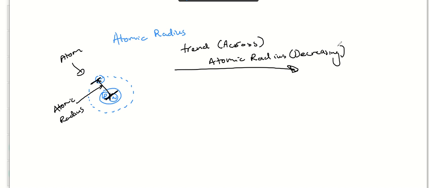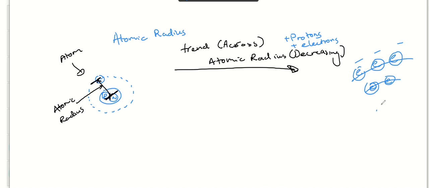So as you go across the periodic table, you're increasing the amount of protons. You're also increasing the amount of electrons. So let's imagine I have my electrons here. If I'm going across, I have more electrons. Remember, electrons are negatively charged. And I also have more protons. Now, if I have more protons, that also means I have more positive charges.